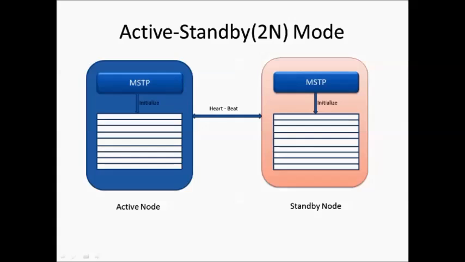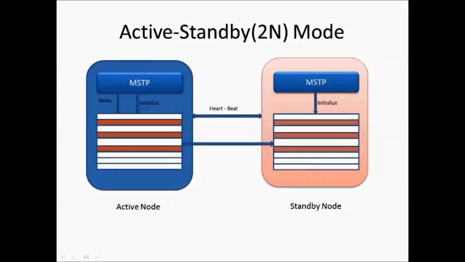This is the 2N mode of operation, where MSTP is running on both the active node as well as the standby node. AMF is monitoring MSTP. AMF is also running on both the nodes. Now, any state change in MSTP would be written onto the active node checkpoint database. This would be replicated onto the standby node checkpoint database, and the standby node would read it and create a state which is in sync with the active node. So this is acting as a hot standby now.